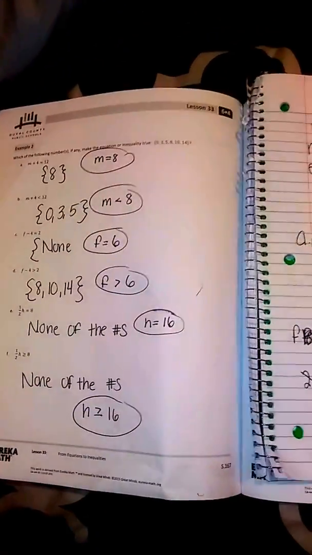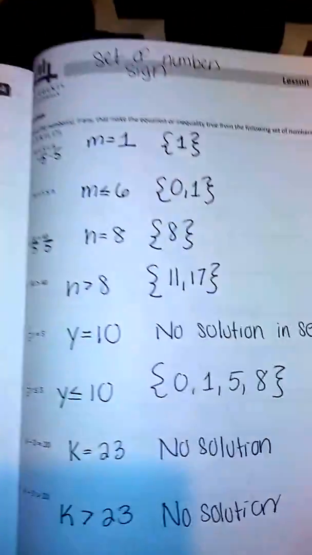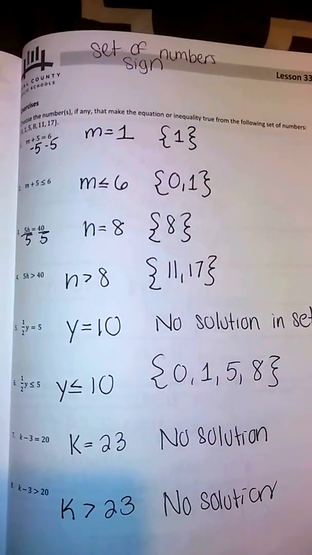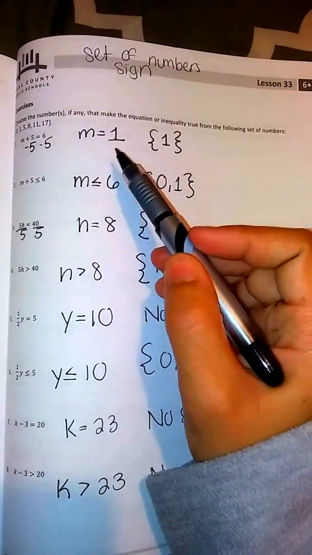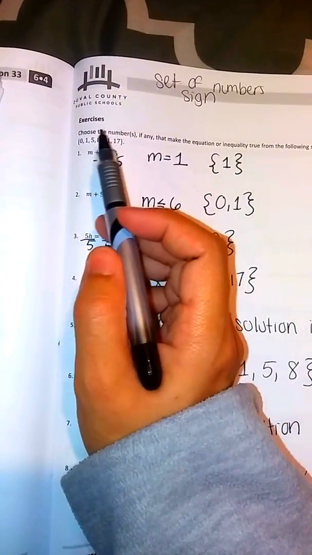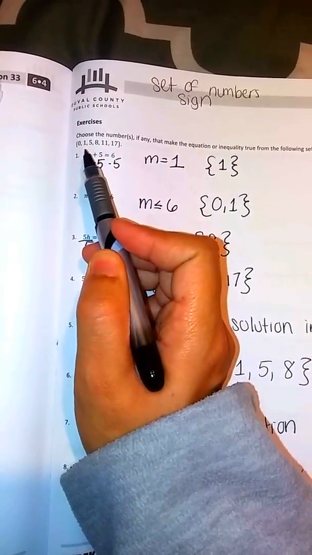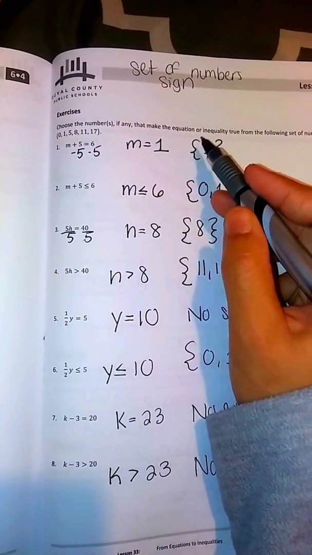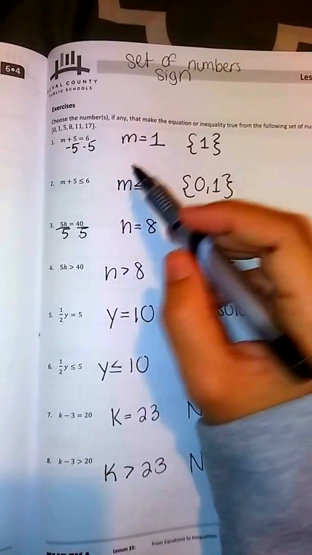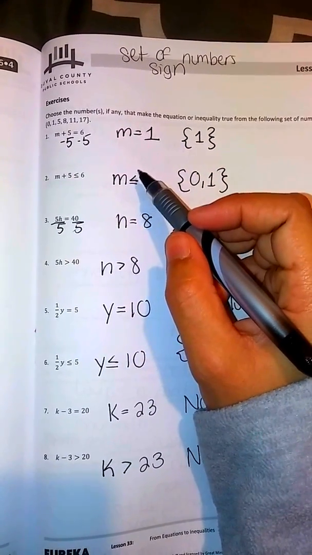Okay, you should have completed S168, so let's go through this. On 1, you would have solved this and you would have gotten m equals 1, so you would go back to check to see if 1 is in the set of numbers provided to you. 1 is right there, so you would write the set of numbers symbol and you would write 1 inside of the set of numbers.